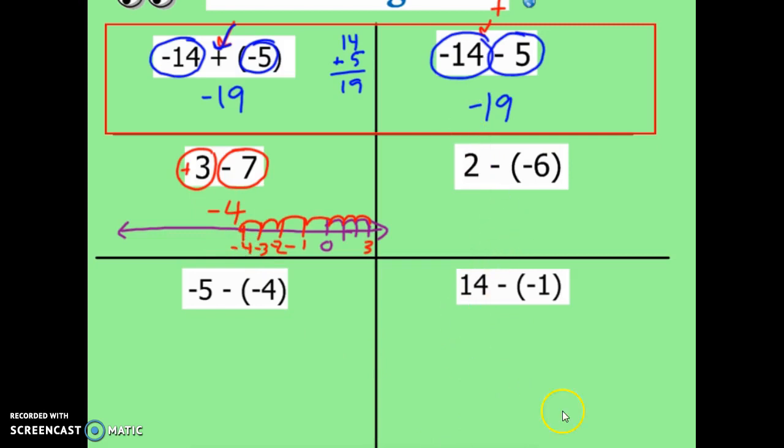This next one is where we have something different. Here's a 2, just a positive 2. This is telling us now we have the opposite of negative 6. Well, the opposite of negative 6, or subtracting a negative, is going to make a positive. The opposite of a negative is a positive. So now we have a positive 6 and a positive 2. Well, 6 plus 2 is just 8.